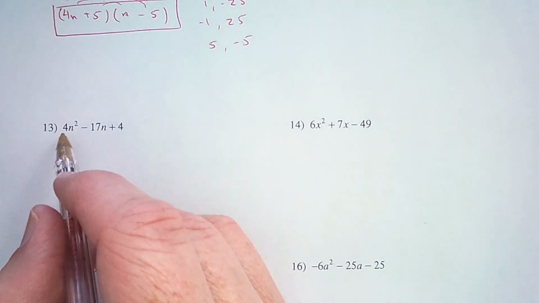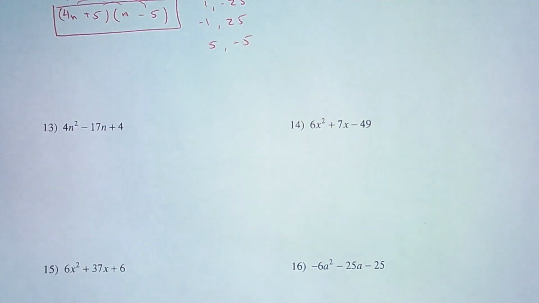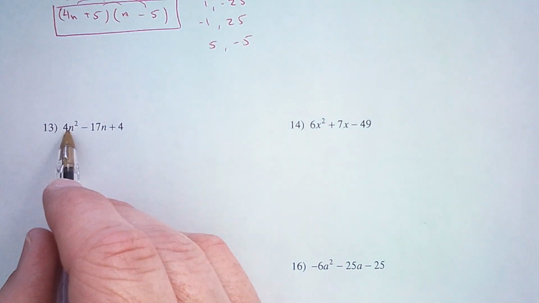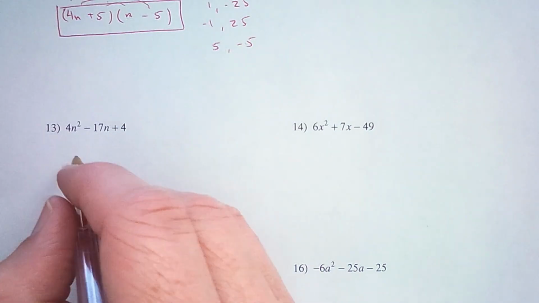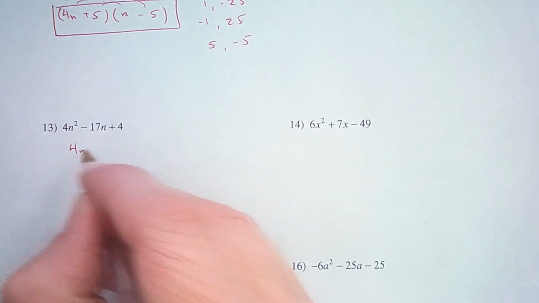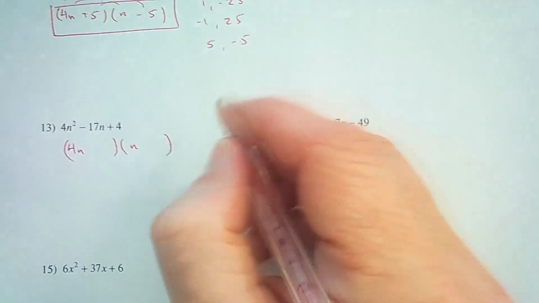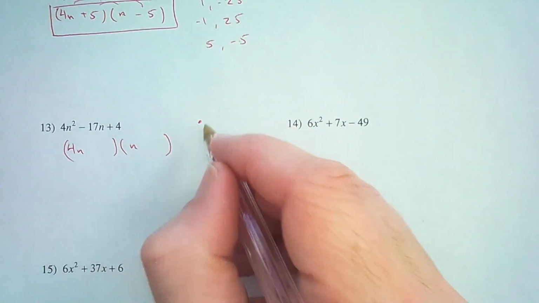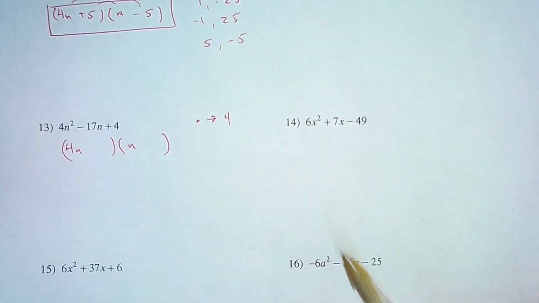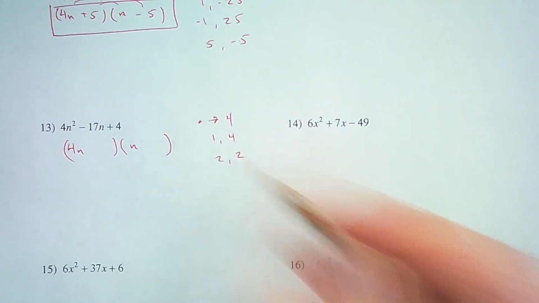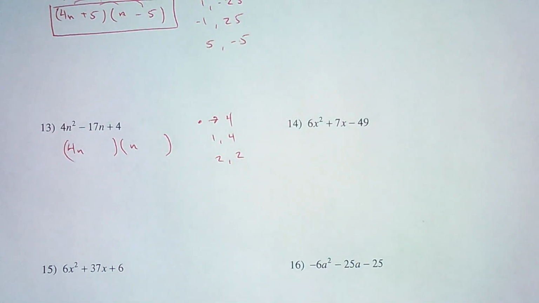Okay, so in number 13, and we're just going to keep going down this left column here, I'm either going to have 4n and n, or 2n and 2n. So let's try 4n and n. And the number we need to multiply to is 4. And the ways we can do that are 1 and 4, or 2 and 2.